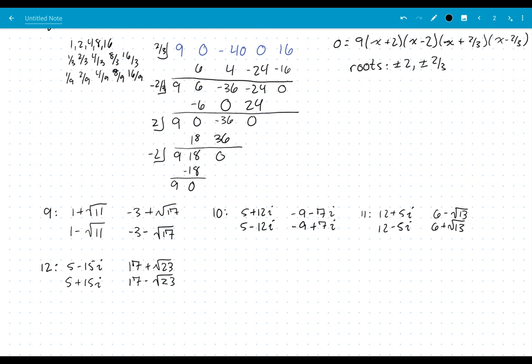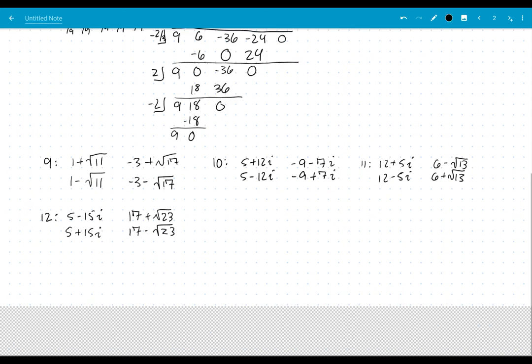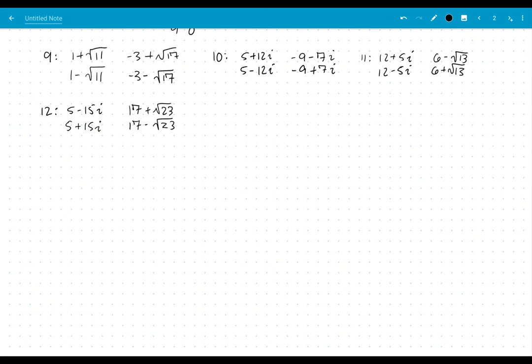All right, that's everything for page 162, and there's no problems on page 163. So let's flip over to page 164 and start off with question number 20. All right, 20. So for 20 and 21, the instructions are to list all the possible rational solutions for each equation. So the first equation is 0 is equal to x cubed minus 3x squared plus 4x minus 12.